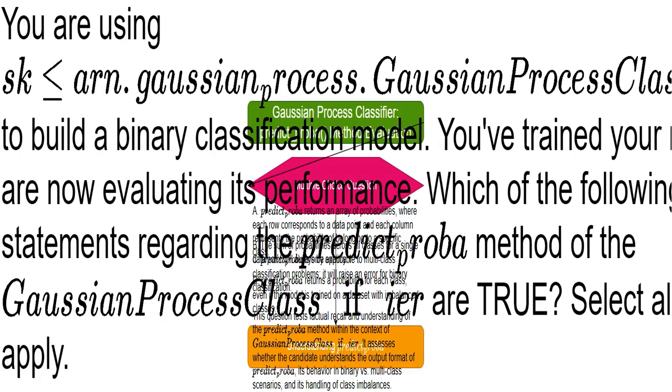This sets the stage. We are using a Gaussian process classifier from the sklearn library for a binary, two-class, classification task. You've already trained the model. Now, it's time to evaluate how well it's performing using the method. Let's carefully examine each statement to see if it accurately describes the behavior of this method.